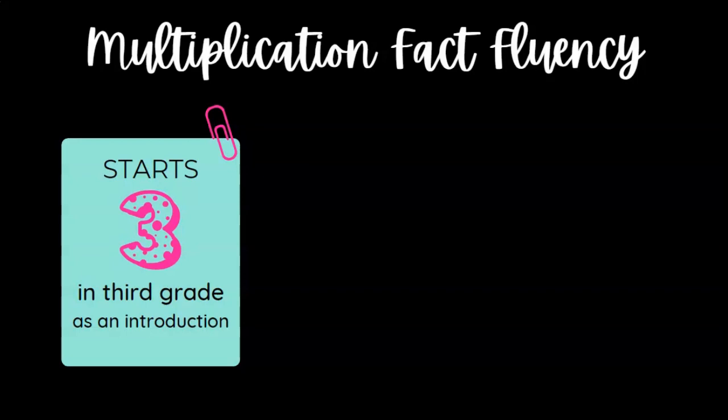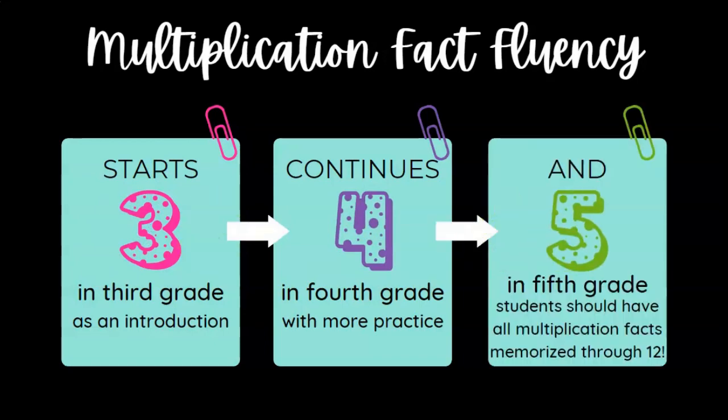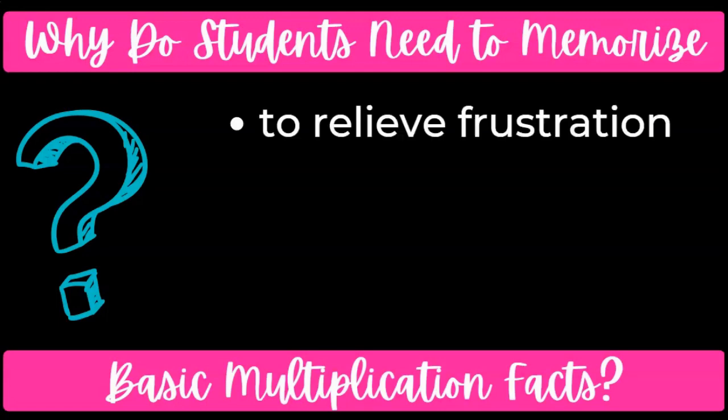The development of multiplication fact fluency starts in third grade when students are mostly being introduced to the concept of multiplication. The skills continue to develop in fourth grade with more practice. And by the end of fifth grade, students should have all of the basic multiplication facts through 12 committed to memory. So, why do students need to memorize their basic multiplication facts?